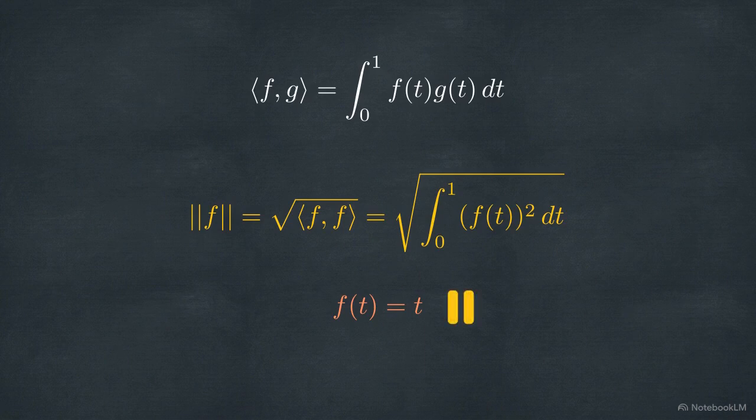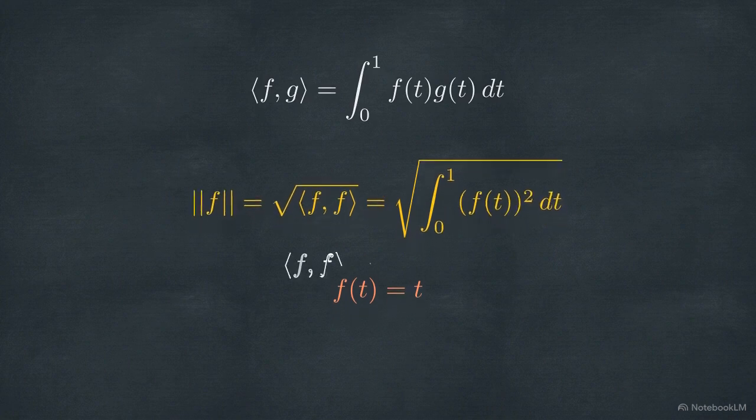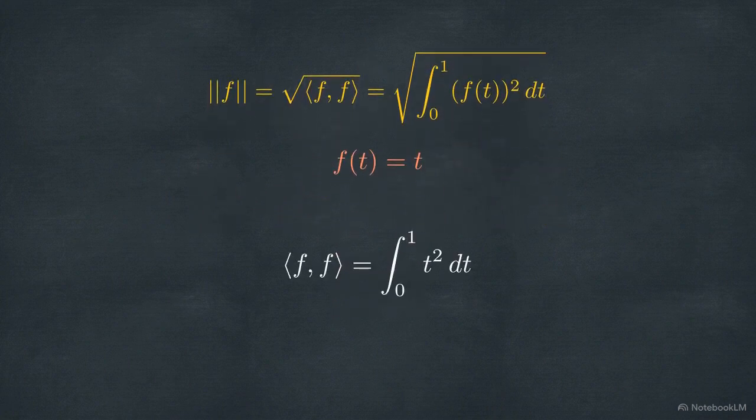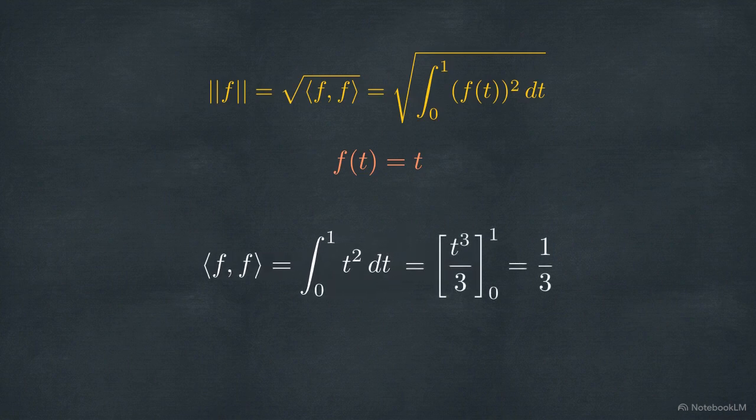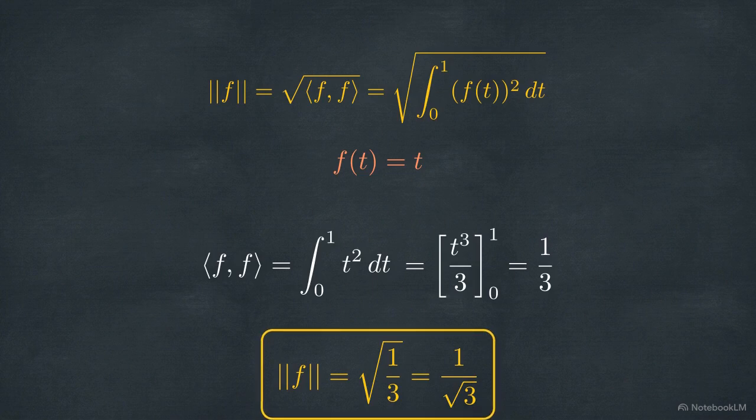Pause the video here and see if you can calculate its length using the integral inner product. To find the length, we take the inner product of the function with itself, which means we integrate t squared from 0 to 1. The antiderivative is t cubed over 3. Evaluate that from 0 to 1, and we get 1/3. Finally, we take the square root. The length of the function t in this space is exactly 1 over the square root of 3.